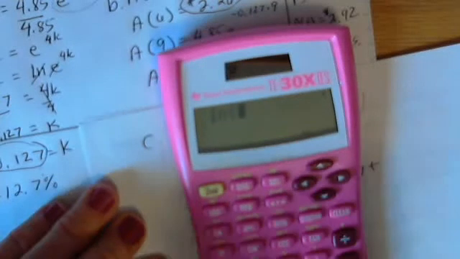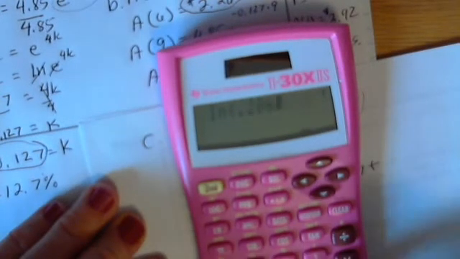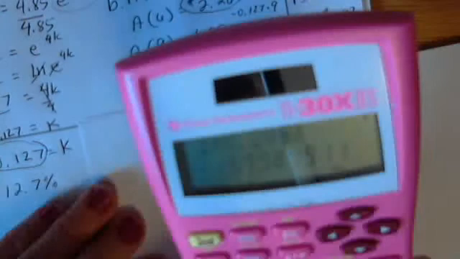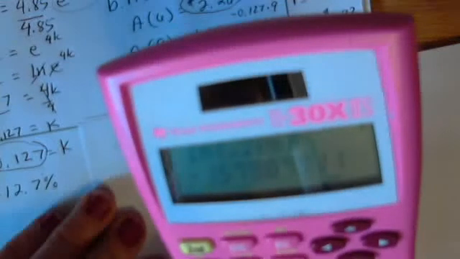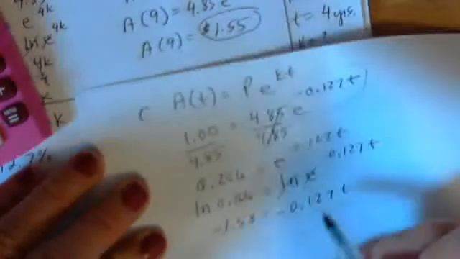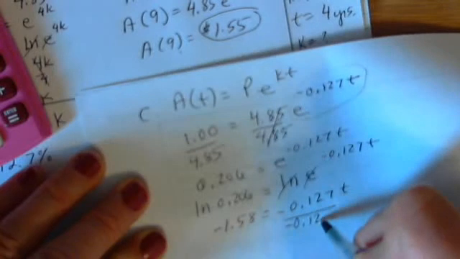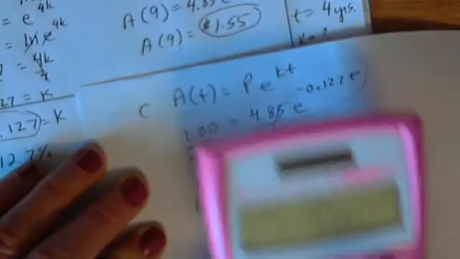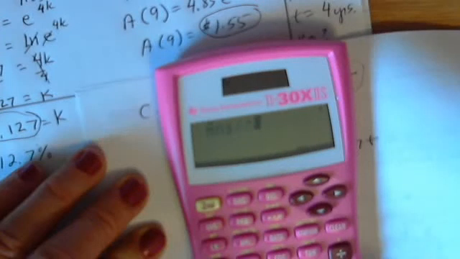So ln key, 0.206, close your parentheses, and I get about negative 1.58. I'm almost done now. I need to divide both sides by negative 0.127 to get t alone. I still have that last value, negative 1.58, in my calculator, so I'm going to divide by negative 0.127, and I get about 12.4.